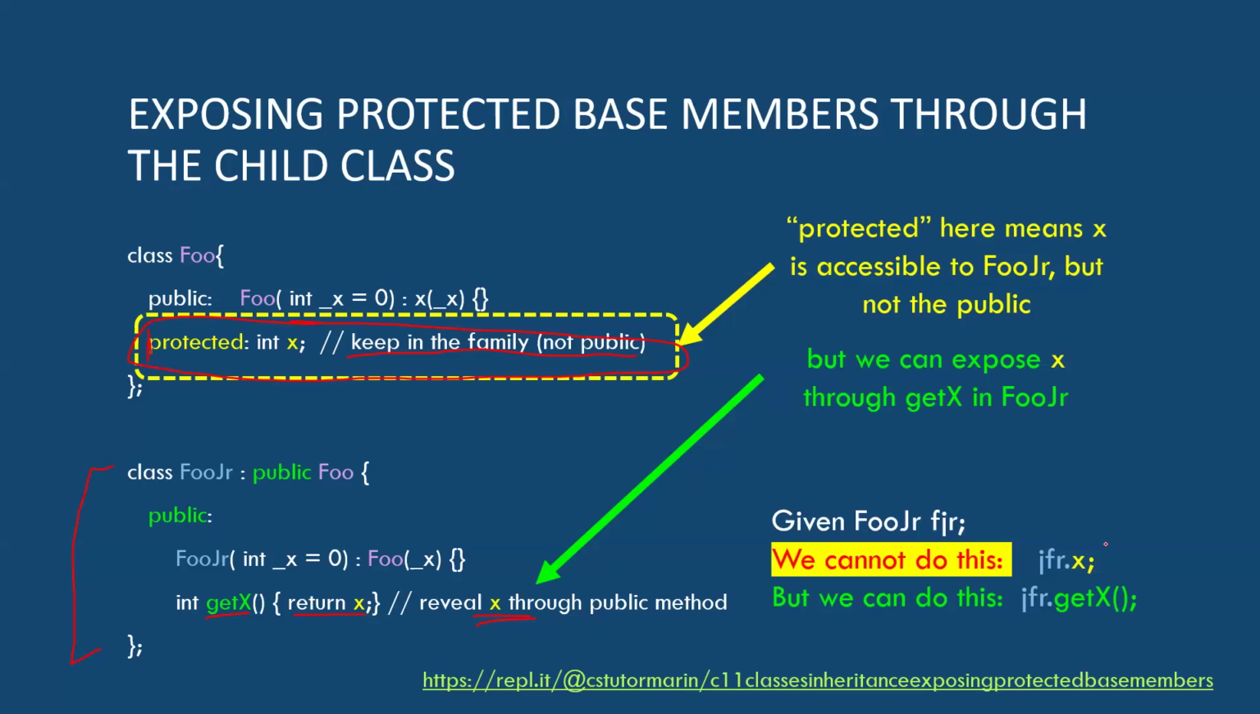So we cannot do this, of course. We can't say jfr.x, but we can say jfr.getX. So it's almost as if it was private, which is what protected really means. Now, if this was private over here, then we would not be able to do this. So that's the difference between making this protected in the base class and making it private. So that maybe helps explain a little bit what this whole process means.